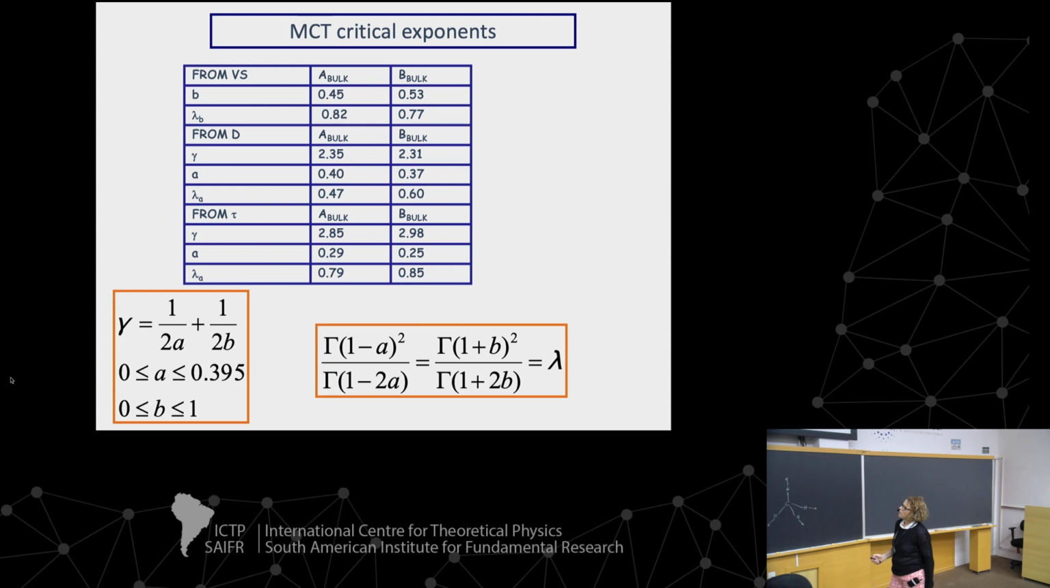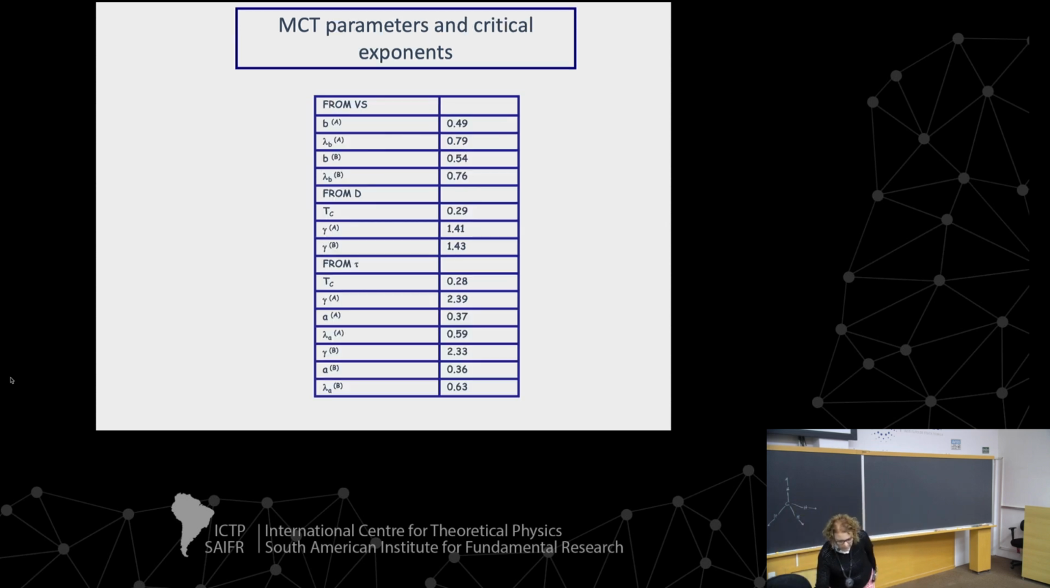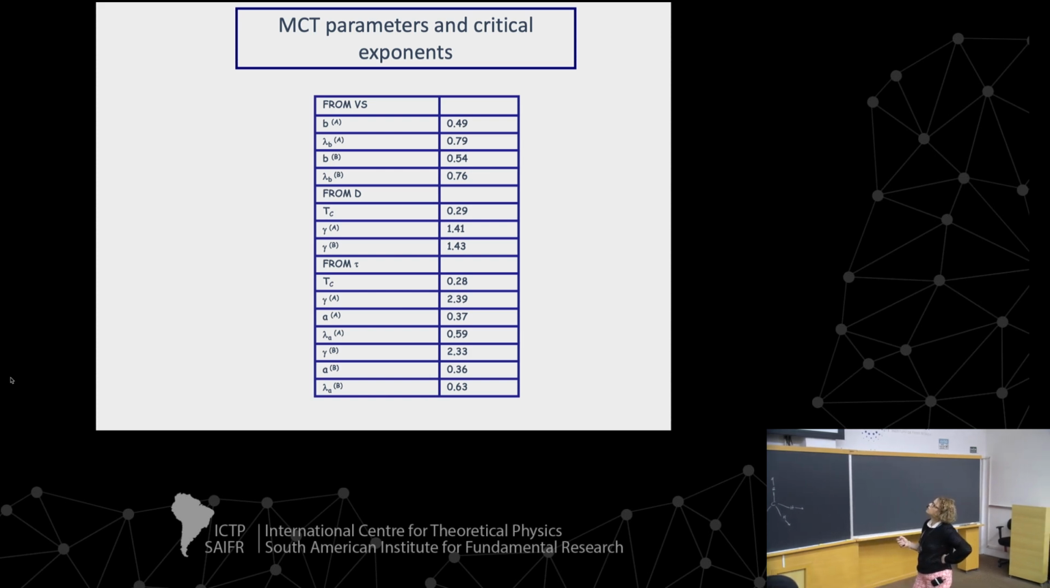So remember the expression between A and B, and also the gamma that leads you to lambda. From this expression, we calculate this table. And no, sorry, this was Kob-Andersen. I say this because I will show you that we did some calculation for a confined mixture.